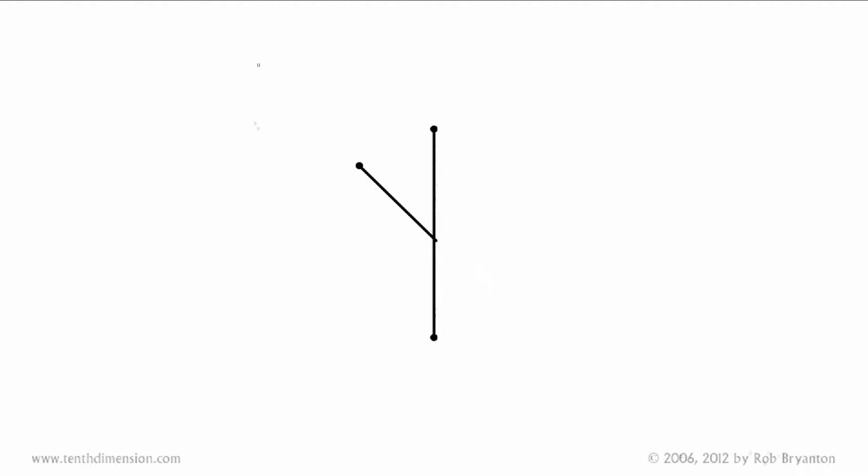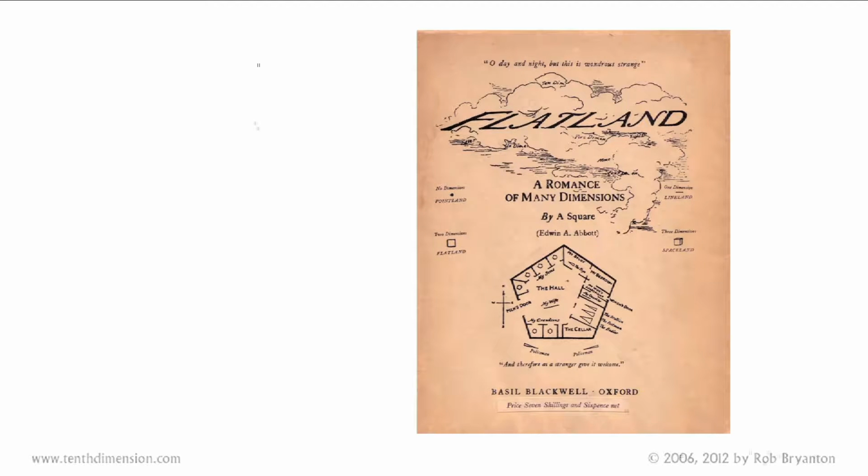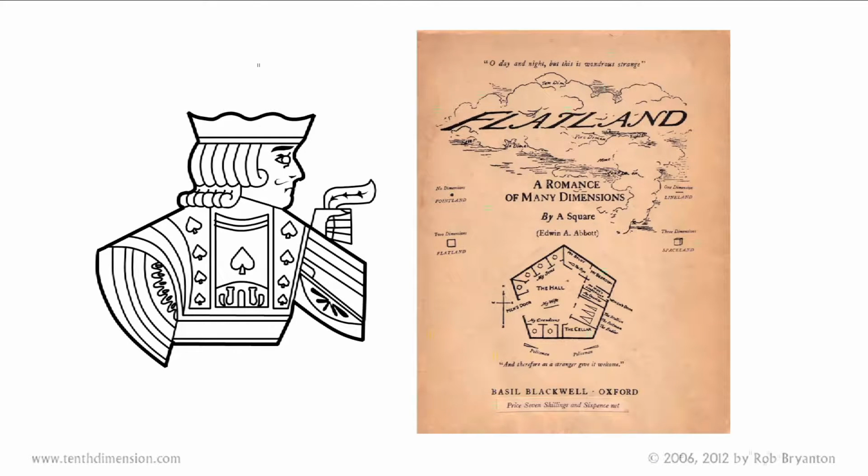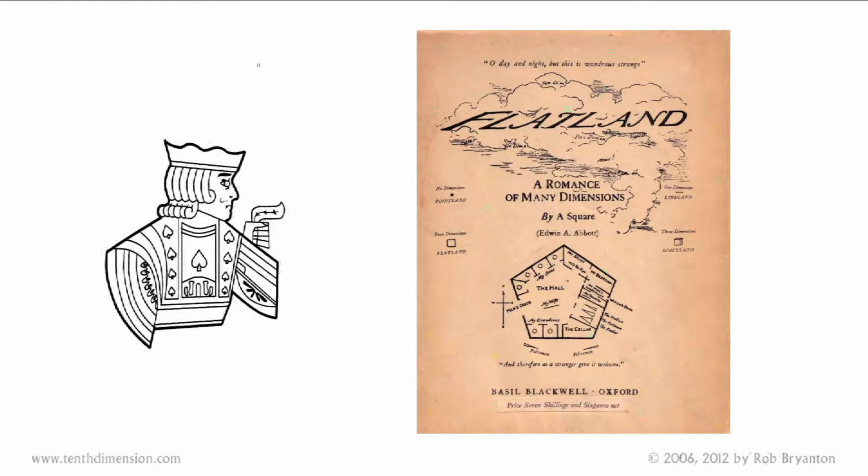Way back in 1884, a fellow named Edwin Abbott wrote a book about a race of two-dimensional creatures called Flatlanders. Whether these imaginary creatures could really exist or not, they're useful for thinking about what it would be like to live in a flat, two-dimensional world.